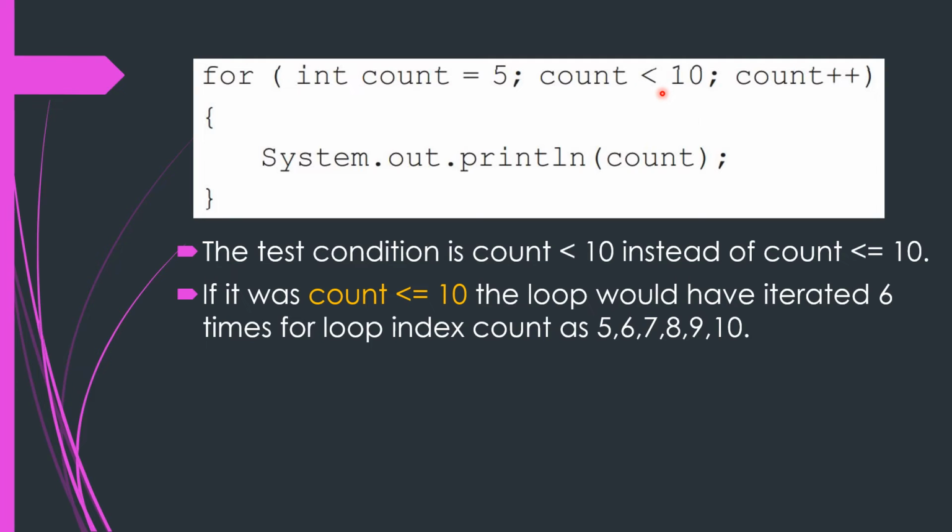Both of these are different things, and if count less than or equal to 10 is placed here in the place of count less than 10, then what will happen? The loop would iterate or would pass through 6 times.